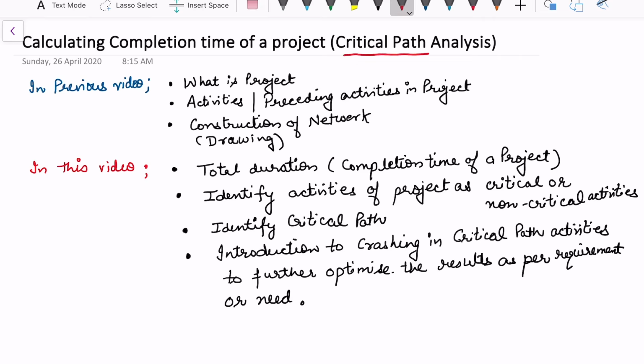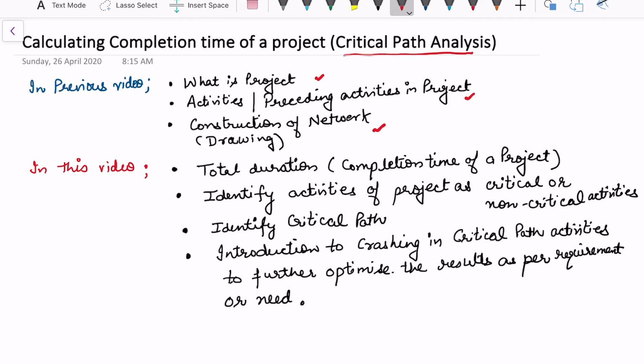In my previous video, we discussed what a project is, and what we mean by activities and preceding activities in a project. We have also constructed the network, or the drawing of the network, associated with that project. So we are representing the project with a diagram, and that diagram we call a network. For the examples, you can watch my previous video. I have added the link in the description box.